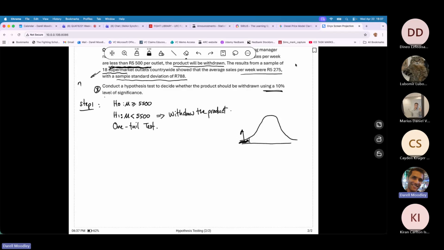If it's an upper tail test, then it's the opposite. Then the rejection region is on the right. If it was an upper tail test, then your rejection region is here. Now, how do we know whether this is an upper tailed or lower tailed test? How I remember it is I look at my sign for H1. If you look at H1 here, the sign that you have is a less than.